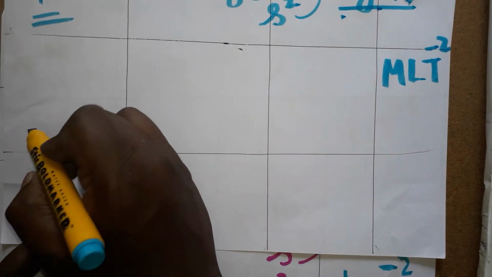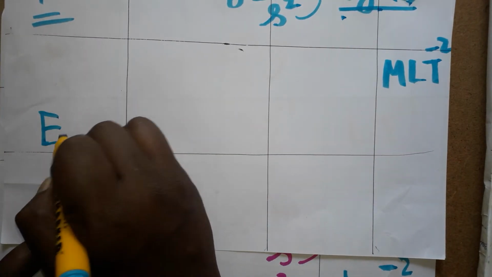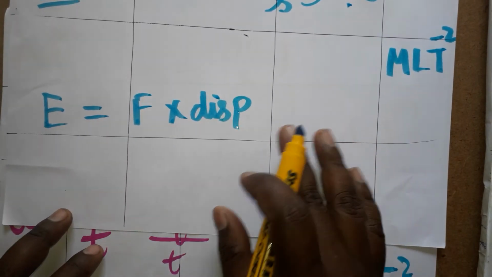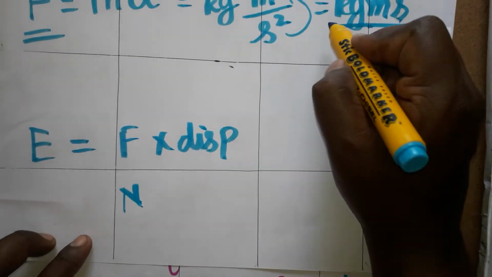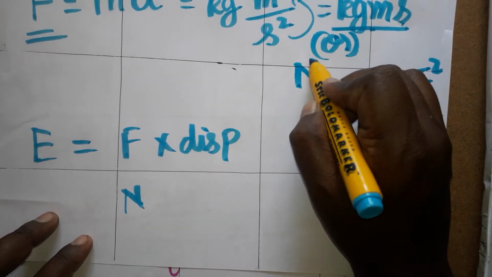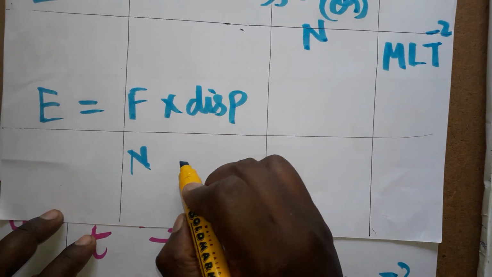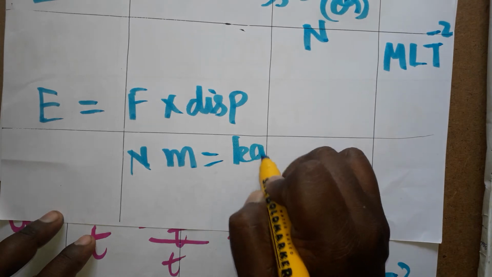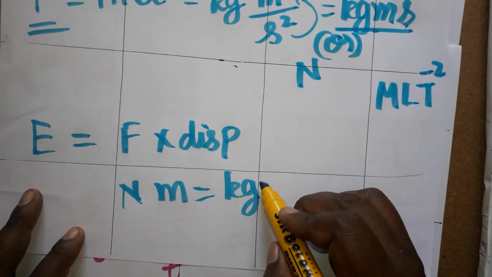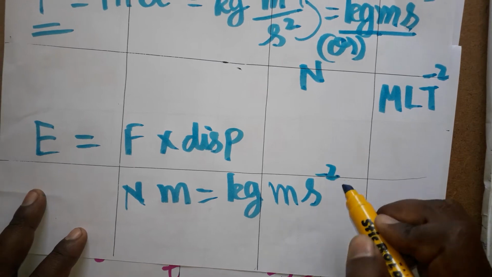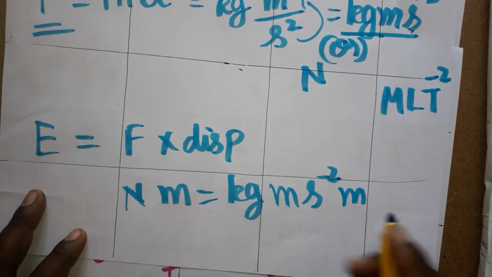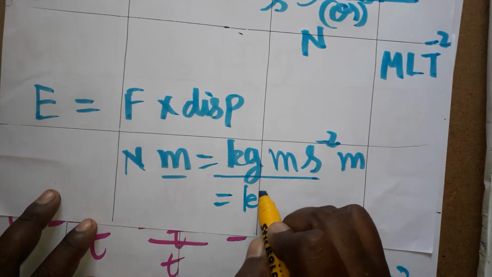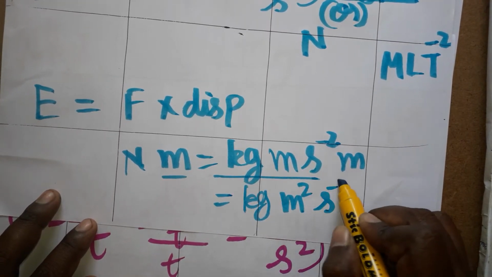The next thing, energy. Energy is equal to force into displacement. Force unit we can take as Newton. Displacement unit is meter. As we know, Newton is kg meter second minus 2. Kg meter second minus 2 into meter, because force into displacement, meter times meter gives meter square. So we get kg meter square second minus 2.